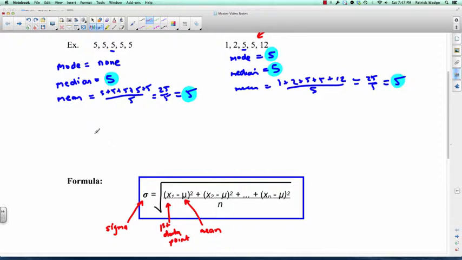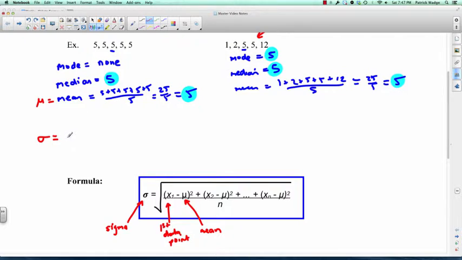You'll see it's a lot of work. So the first thing you have to do when you find standard deviation is actually find the mean, mu, and we have the mean. The mean is 5. That's what mu is, 5. Okay, so we're going to plug in this formula here.